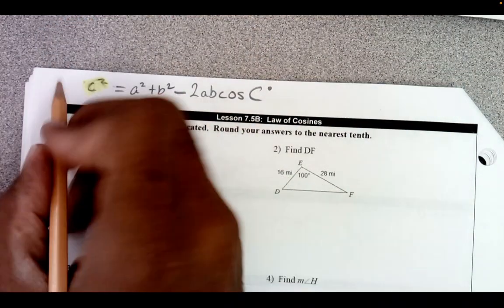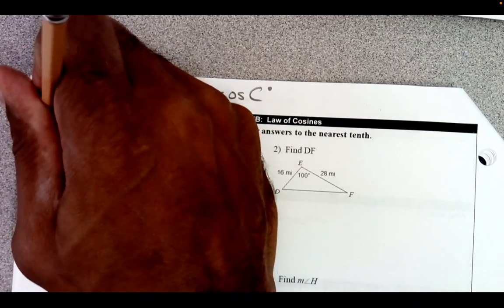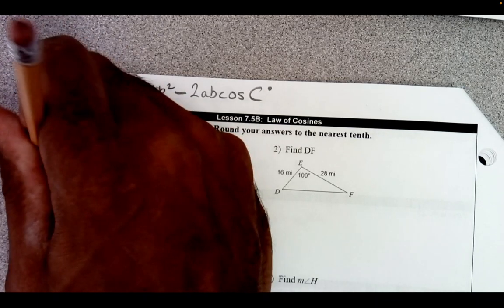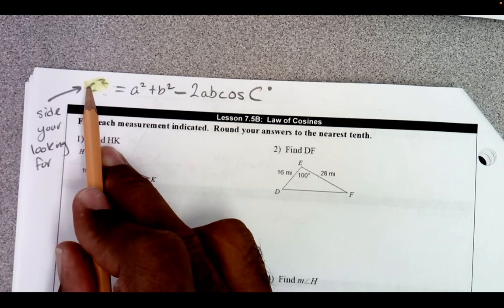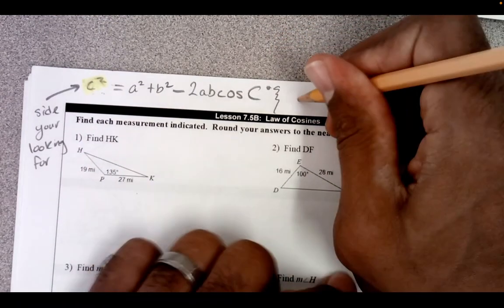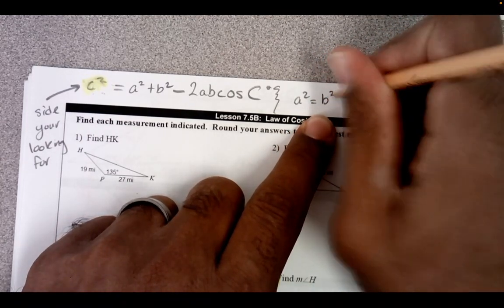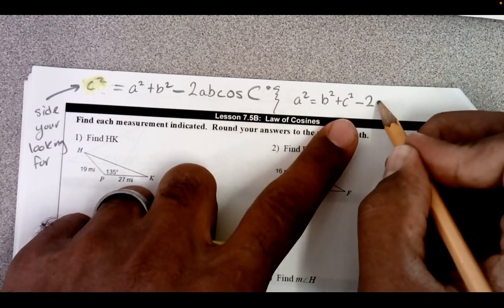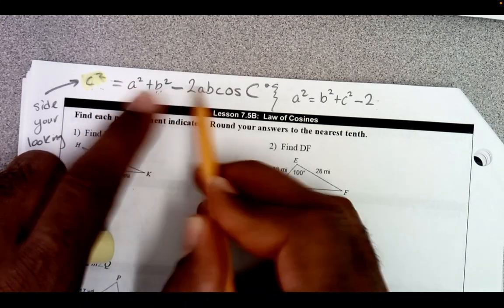Whatever you're looking for, if I'm looking for the side, that goes here. The side you're looking for. So if I'm actually looking for, let's say A, I would put A here. Say, for example, if I put A squared here, then it would be B squared plus C squared minus 2, not times AB this time. Basically, whatever you're not looking for will go here.